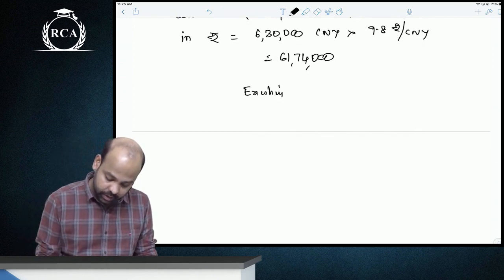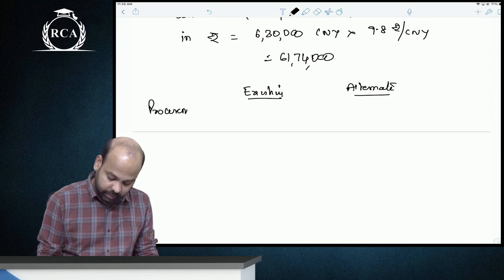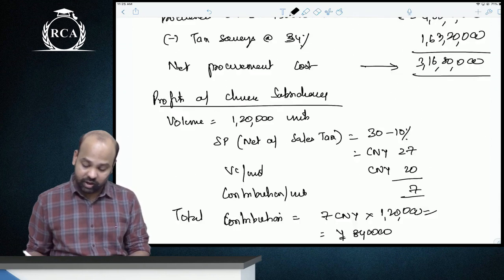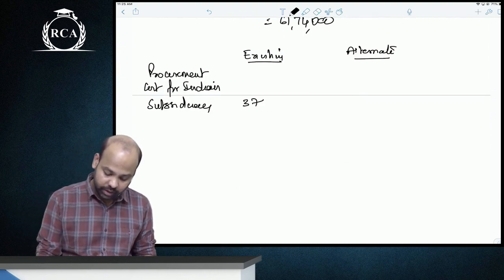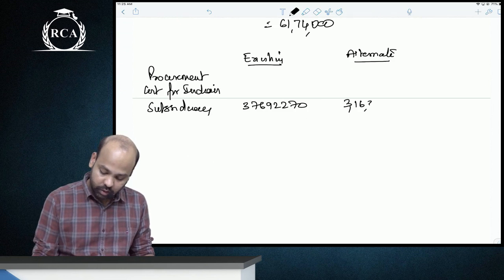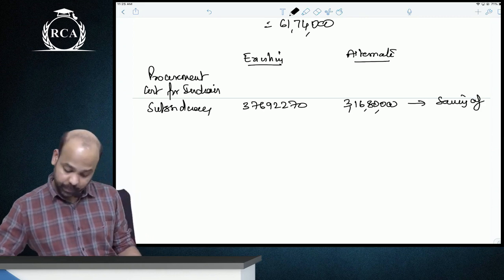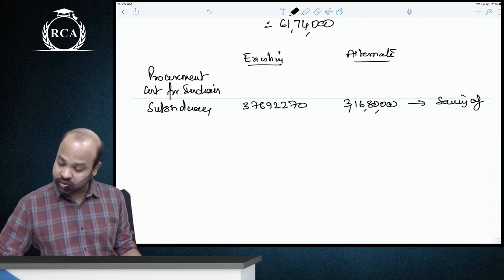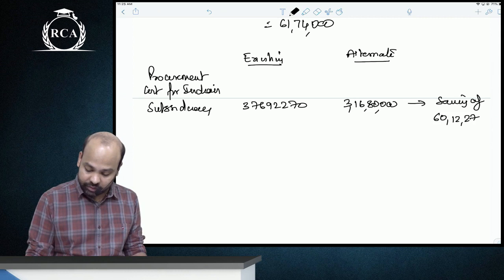Exact financial impact. Existing, alternate. What is the procurement cost for the Indian subsidiary? Indian subsidiary, guys, earlier was effectively paying 3 crores 76 lakhs 92,270. But now it is effectively paying only 3 crores 16 lakhs 80,000. So there is a saving, guys, here. There is a saving of 37692,270 minus 31680,000. So this is 60 lakhs 12,270 saving, guys.